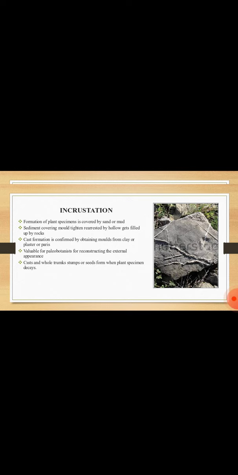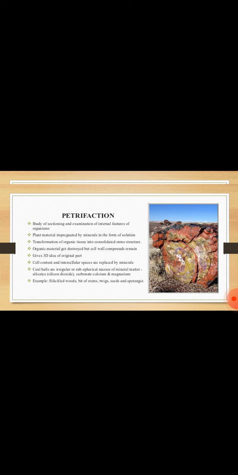Casts of whole trunks, stumps or seeds are usually formed when the plant part decays. The next one is petrifaction. That is also called mineralized plants. These are interesting types of preservation that allow the study of internal features of the organism.